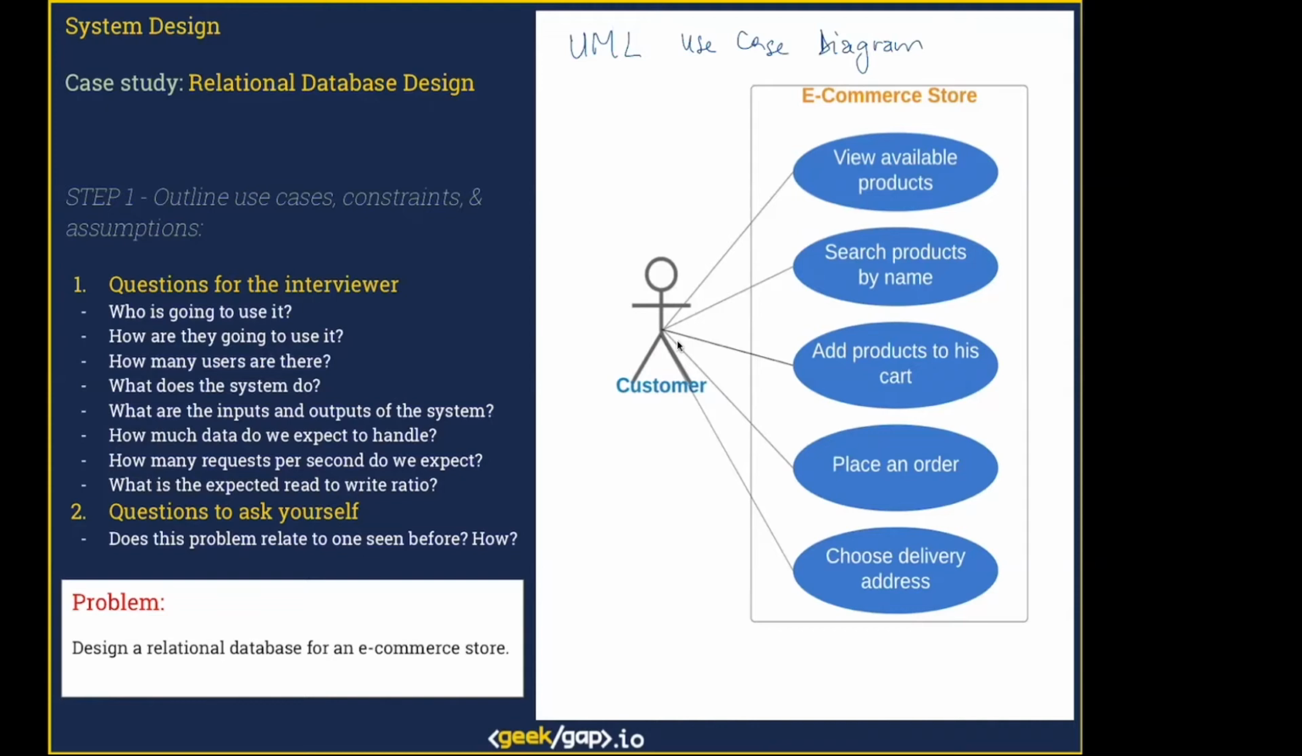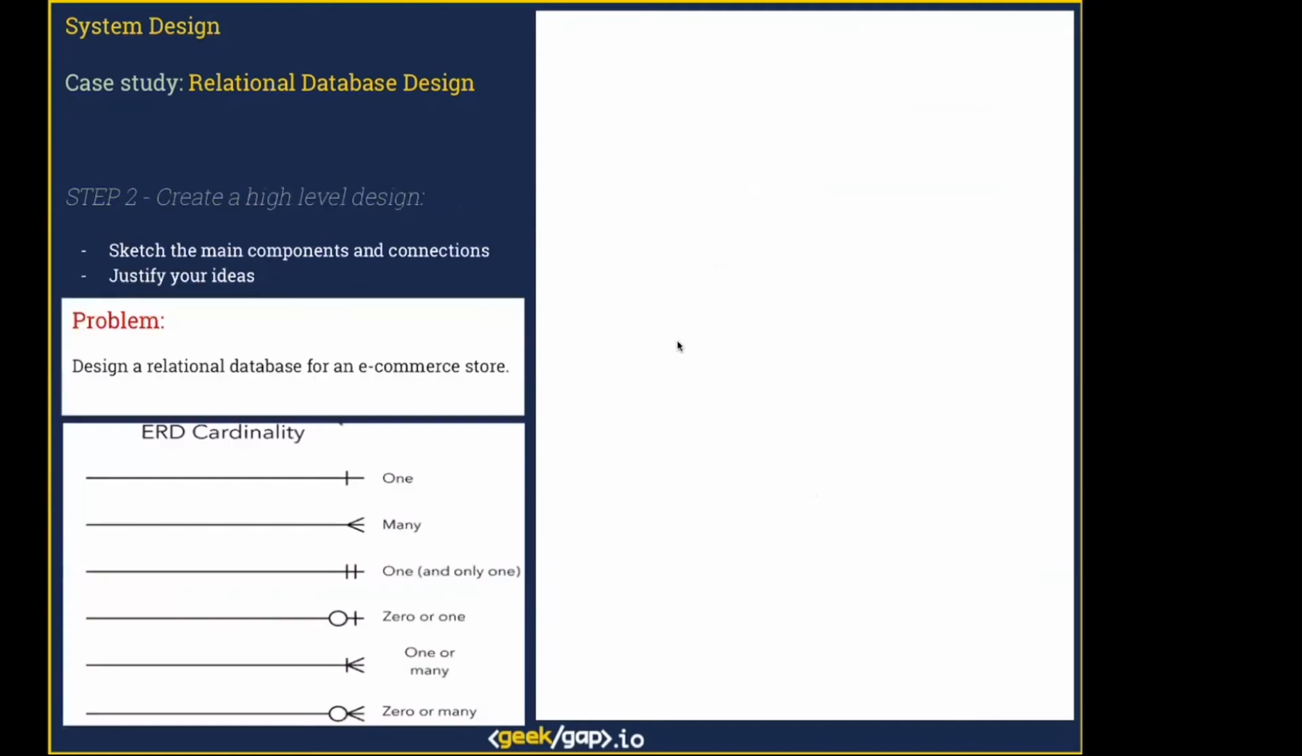So my e-commerce store, once again: you want to view the products, you want to search the products by name, and just by name, you're going to see that it's very important. You want to add products to the cart, you want to place an order, you want to choose the delivery address, and we can add more use cases. But for the scope of this webinar, let's focus on this. So what do we do next?